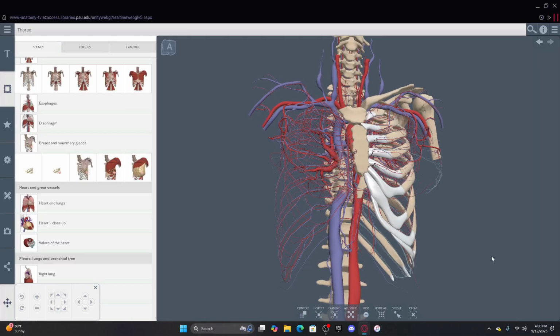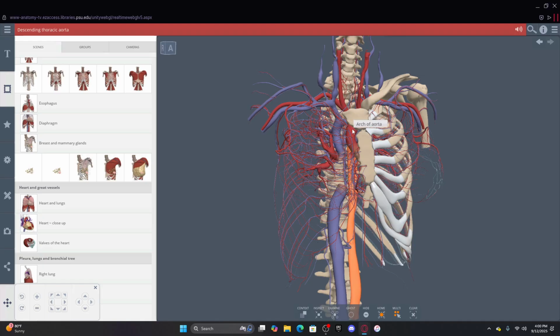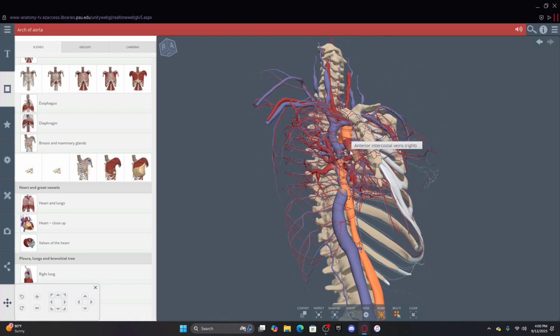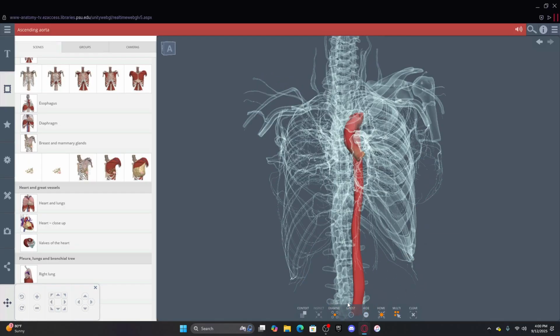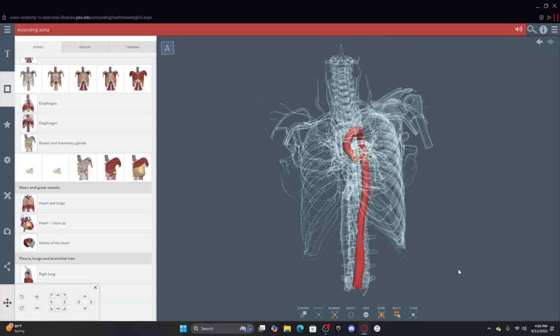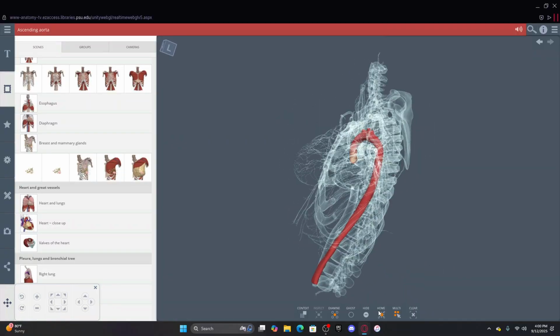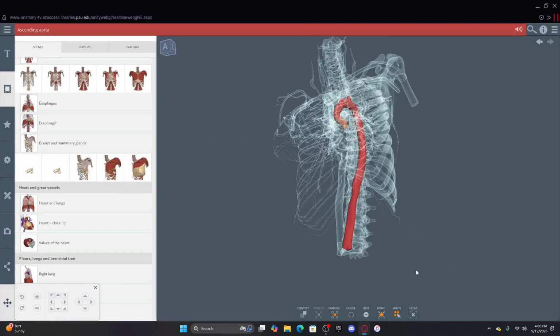So the first thing I'm going to highlight is the aorta. You have the abdominal aorta, descending aorta, arch of the aorta, and the ascending aorta. So I'm going to examine that. So that's the aorta right there. It makes it a little bit better to visualize it. So that's the aorta.